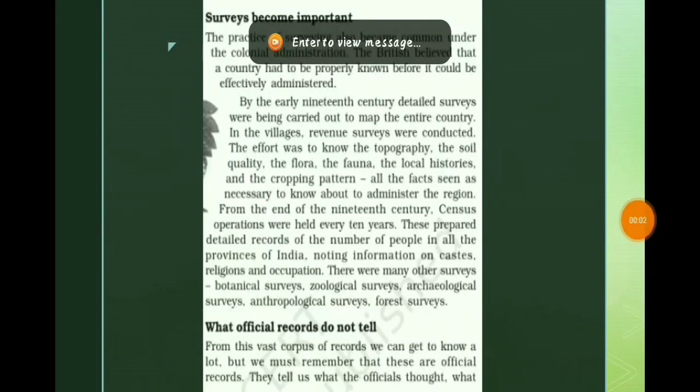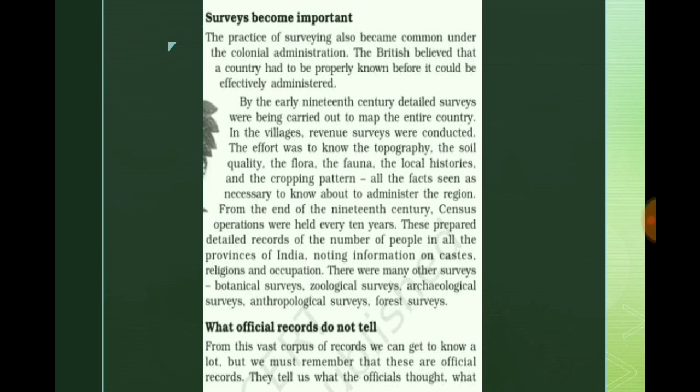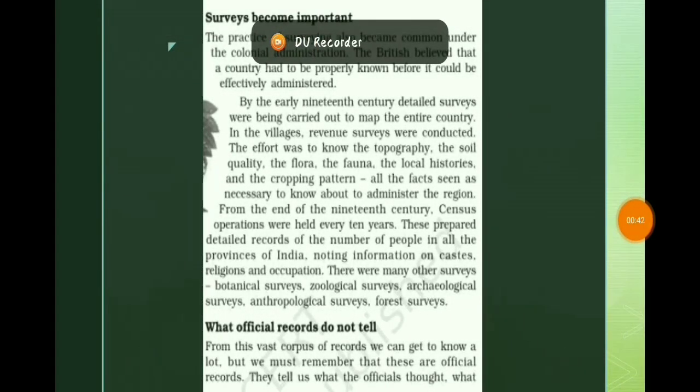Now let us understand the last topic: what official records do not tell. Official records only tell us what the officials thought and what they wished to preserve for future generations. Official records do not tell us what other people in the country felt and what lay behind their actions. What is the action behind it? They do not tell. This is what the official record does not tell. We have to look somewhere else. We will not find them in an official record.